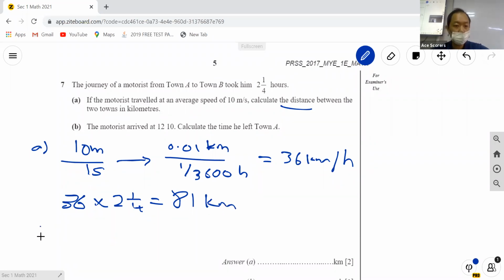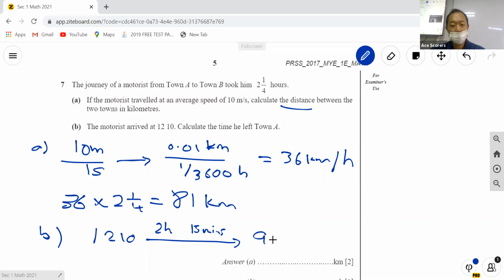Part B, the motorist arrived at 12:10. Calculate the time he left town A. So from 12:10, reverse 2 hours will be 10:10. And 1/4 of an hour is 15 minutes, so we reverse 2 hours 15 minutes. So it should be 9:55.